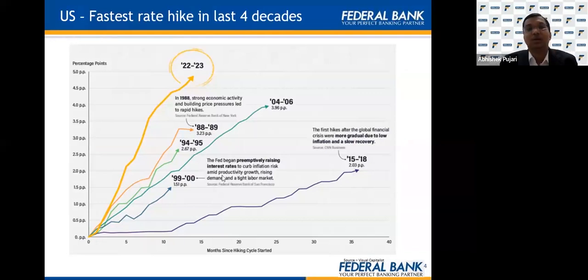Moving on, in this slide we'll see the fastest rate hike in the last 4 decades in the US. In the current cycle, which is still in process, we have seen that a 5% rate hike has already been done by the Fed in the last 14 months. And the slowest one, on the right-hand side in purple color, was in Yellen's tenure, where the rate hike was around 2% over a span of almost 3 years. So this is one of the fastest in almost the last 4 decades.